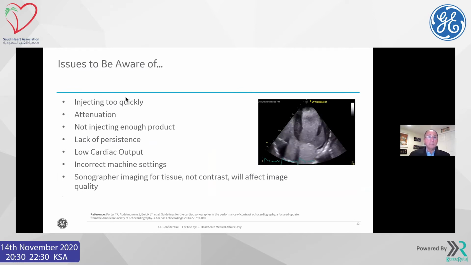So once again, how do we get attenuation? We inject it quickly, or we're not injecting enough product, right? So we have to administer more. That will cause lack of persistence, low cardiac output, as I said. Low ejection fraction, low cardiac output. You might have to inject just a little faster. That's the only time you'll do that. Another thing is incorrect machine settings.